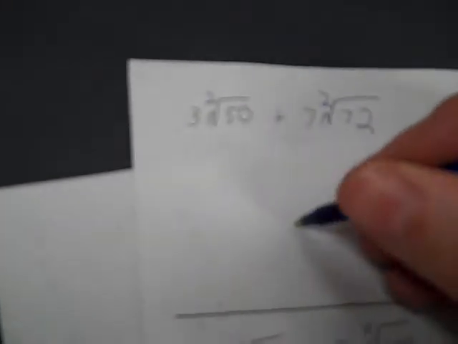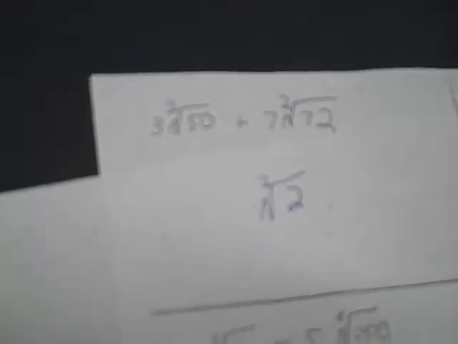7 times 6 is 42, square root 2. Now, since it's like adding x's, what you do is you put the square root of 2, because that's common to both, and then you add 15 to 42. 15 plus 42 is 57. Here, I'll even put that, 15 plus 42.